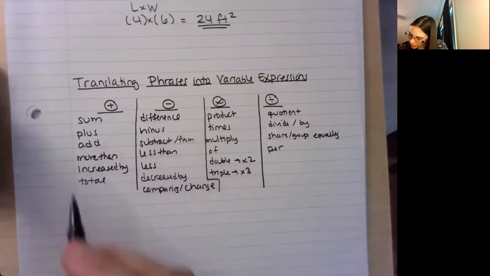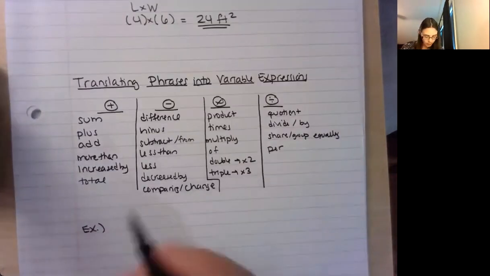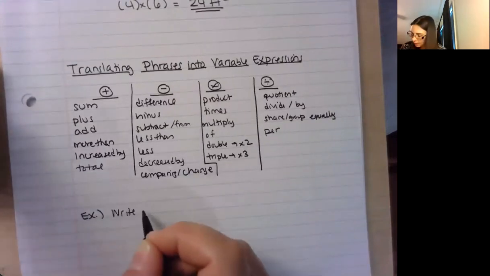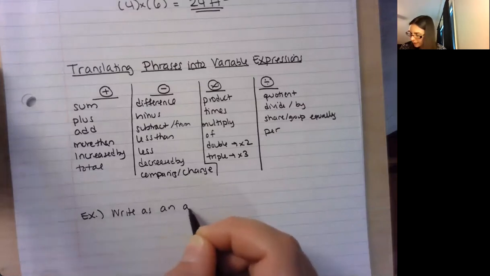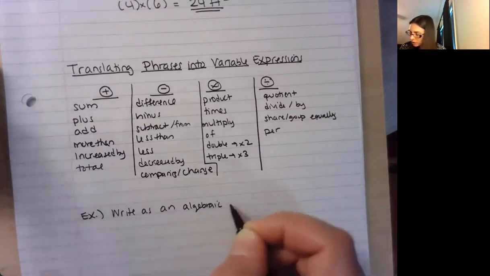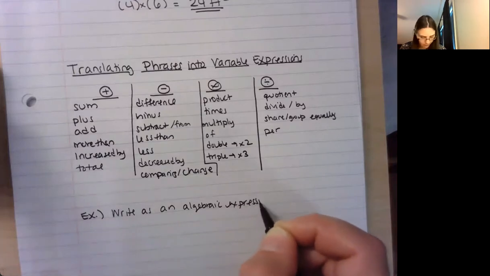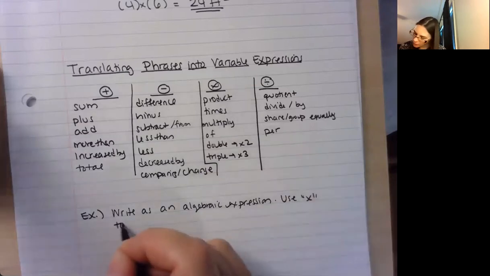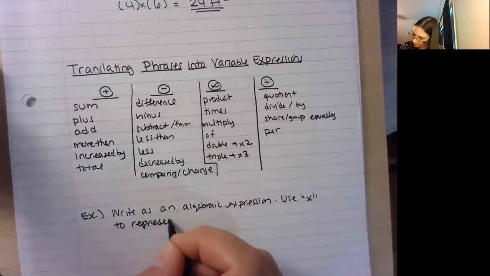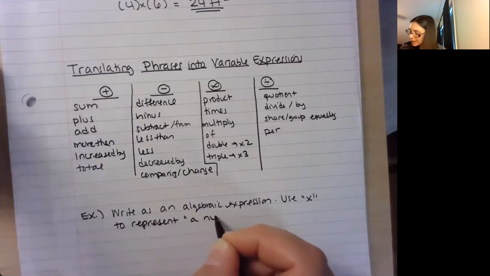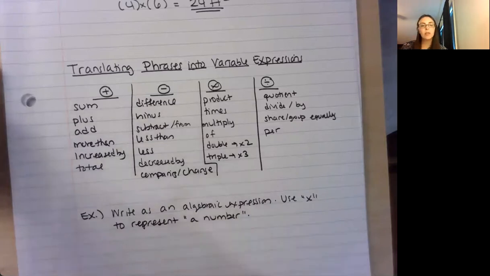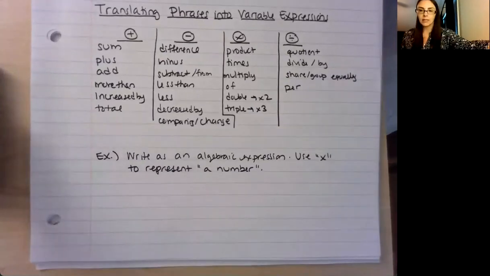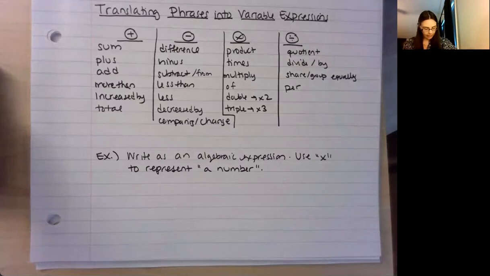So let's just do a few examples here too. So we are going to write as an algebraic expression. And again, you could just say the word expression there. And we're going to use x here to represent a number. So we're going to use x as our variable in this case, but you can really use any letter you wanted to. A lot of times people use n for number instead. So that tends to be pretty common too, but you'll use x.